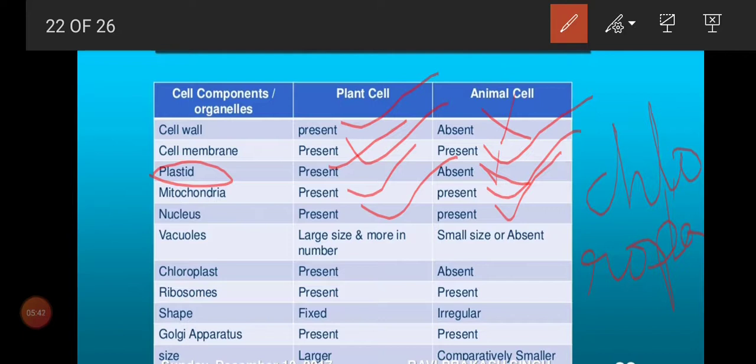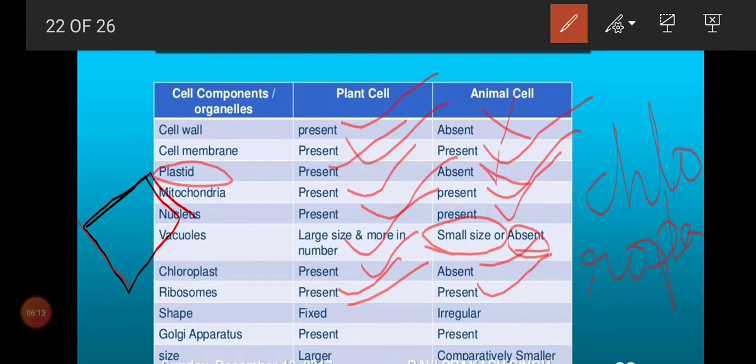And vacuoles are larger in size and more in number in plant cell, whereas in animal cell they are very small. We saw in the diagram that they are very small, and in some animal cells the vacuoles are even absent. And chloroplast is present in plant cell and absent here. Ribosomes are present. And what is the shape? Here the plant cell has a fixed shape. Why? Because it contains a cell wall, so it is a fixed shape, like a square or rectangle. It is all fixed shape.